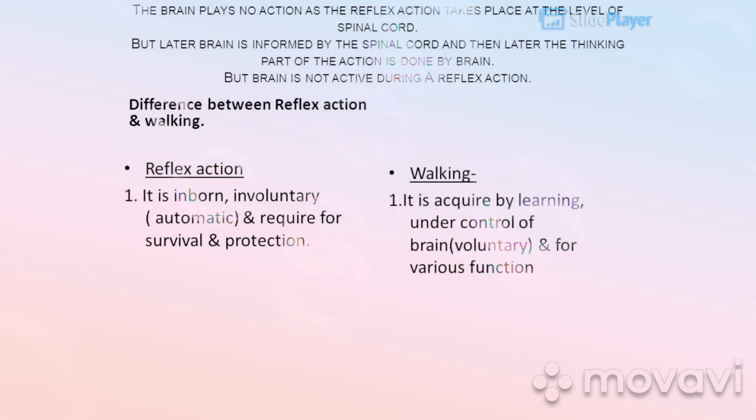The brain plays no role in the action, as the reflex action takes place at the level of the spinal cord. But later the brain is informed by the spinal cord, and then the thinking part of the action is done by the brain. But the brain is not active during a reflex action. Difference between reflex action and walking. Reflex action: 1. It is inborn, involuntary, automatic, and required for survival and protection. Walking: 1. It is acquired by learning, under control of the brain, voluntary and for various functions.